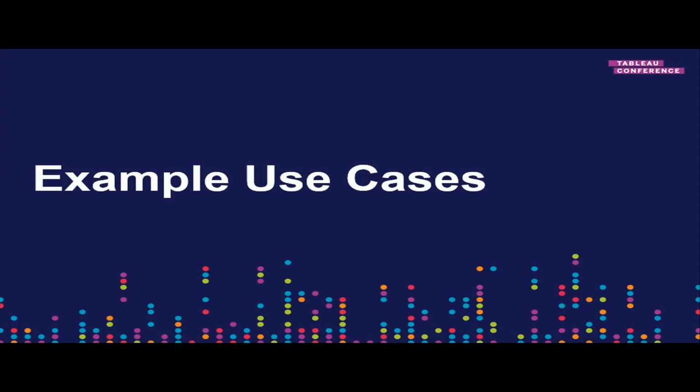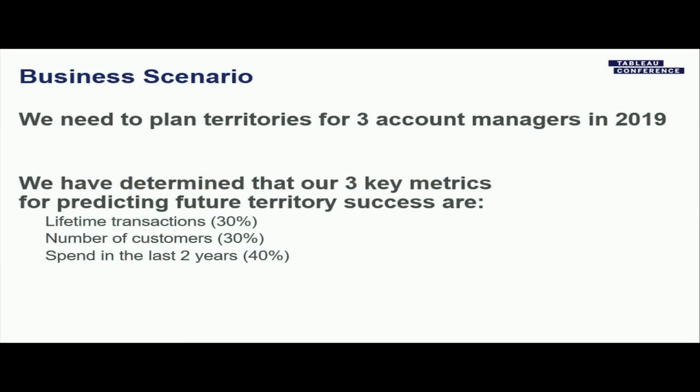Right. So now we're going to go through a little example use case for our demo. I just want to set the scene in our business scenario for the demo we're going to show. We need to plan territories for 3 account managers in 2019. We're working on an office supply company. We're using a data set that may be familiar to you. It's a variation on the global superstore, which, if you've ever sat through a Tableau sales rep demo, you've probably seen global superstore or some variation of the superstore data set at some point in time, right? So we're an office supply company. We've got 3 account managers in 2019.